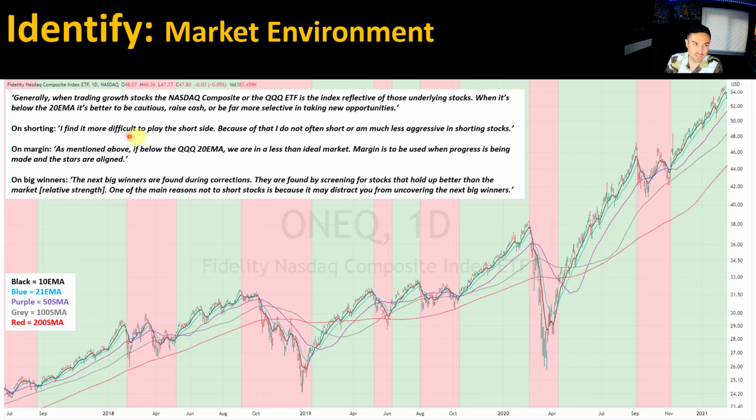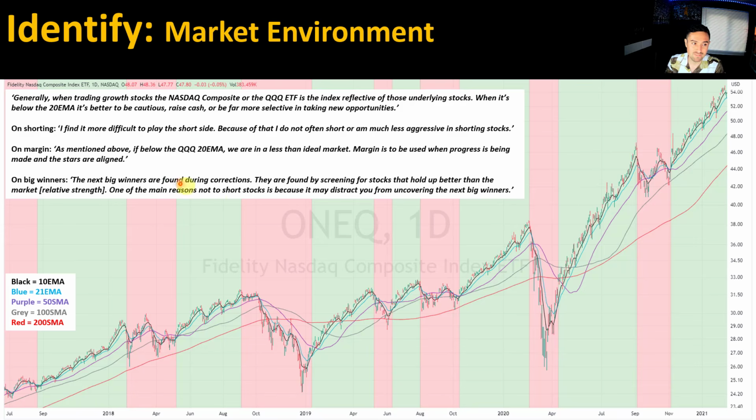On shorting, I find it more difficult to play the short side. Because of that, I do not often short or am much less aggressive in shorting stocks on margin. As mentioned above, if the price on the QQQ is below the EMA, I said that really badly, didn't I? I'm even going to keep it in. I'm not going to edit it out. So if the triple Qs is trending below its 20 EMA, we got there, didn't we? We are in a less than ideal market. Margin is to be used when progress is being made and the stars are aligned. So save margin, what Oliver is basically saying, for when the market is trending up and you're making a lot of progress and breakouts are working on big winners.